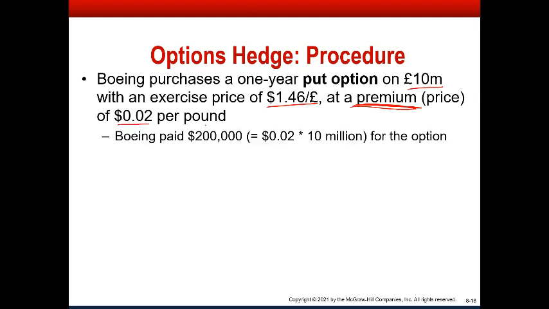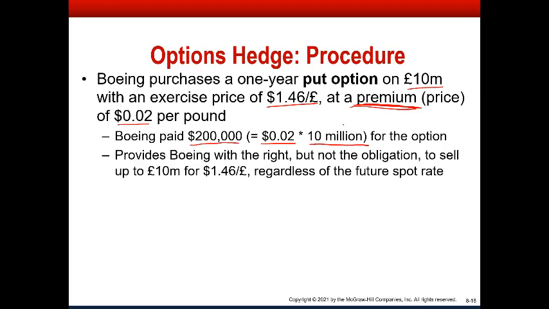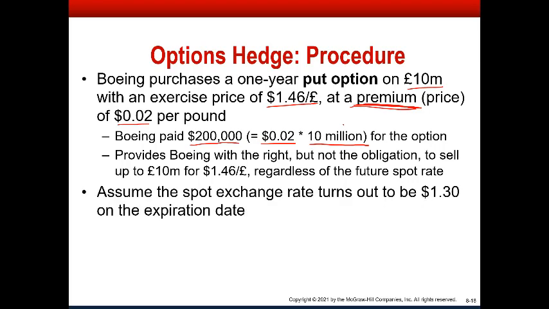So the cost of the option is going to be $200,000: 2 cents per pound times 10 million pounds worth of options. Boeing has the right but not the obligation to sell up to 10 million pounds for $1.46, regardless of the future spot rate.